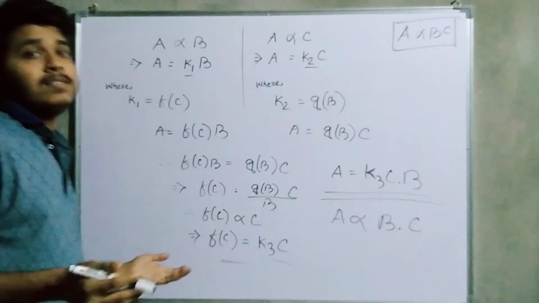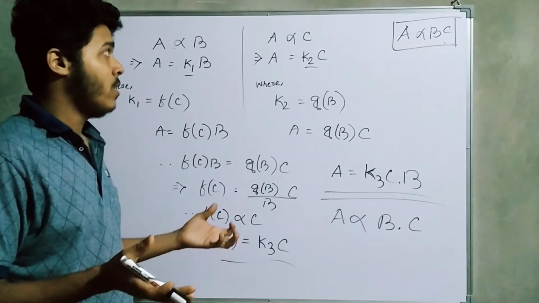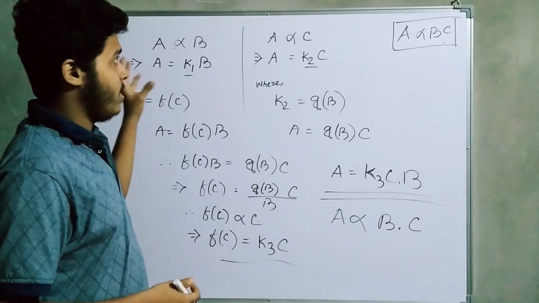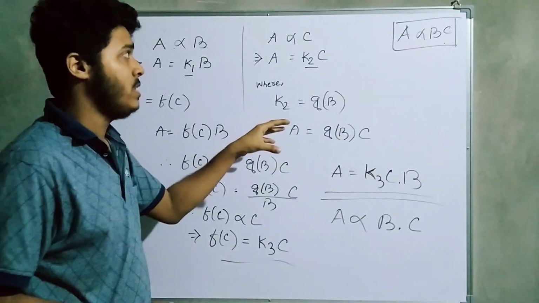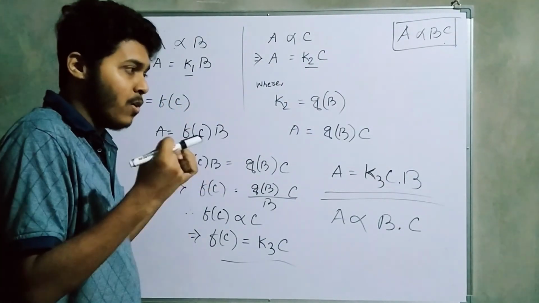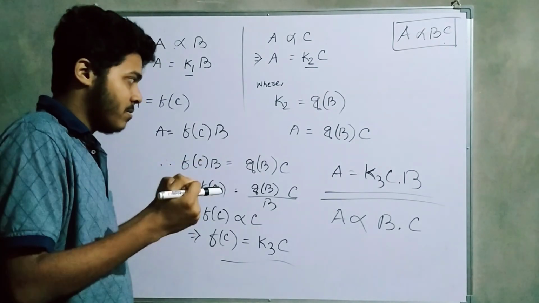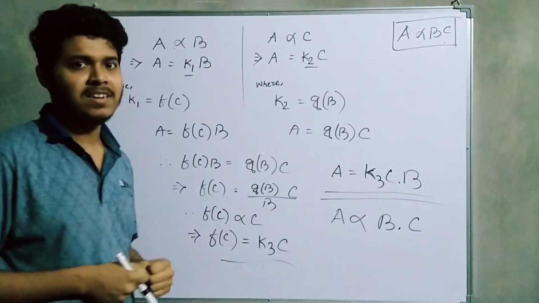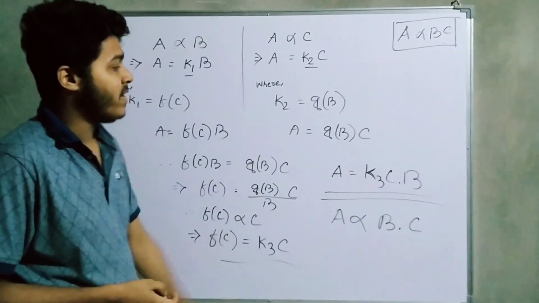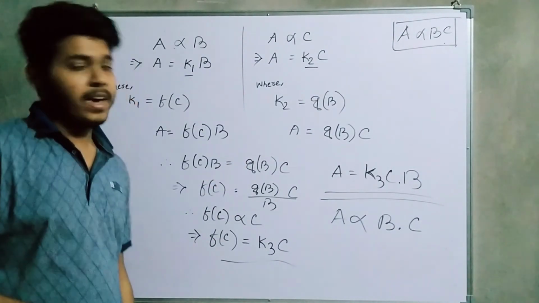So that's it. Now, whenever someone says A is proportional to B and A is proportional to C, you can have this feeling that it has to be BC, because it's mathematically perfect. Okay, that's it.